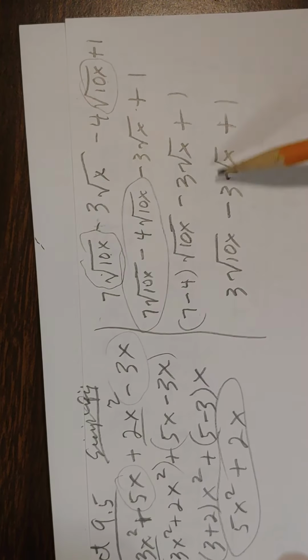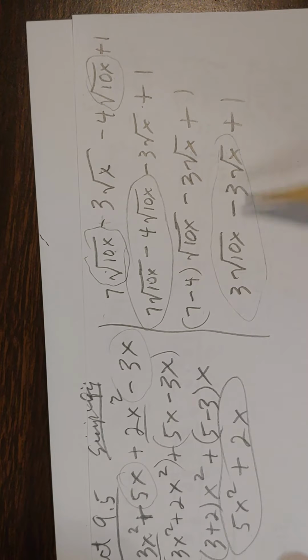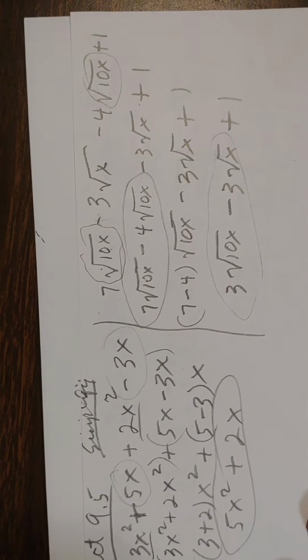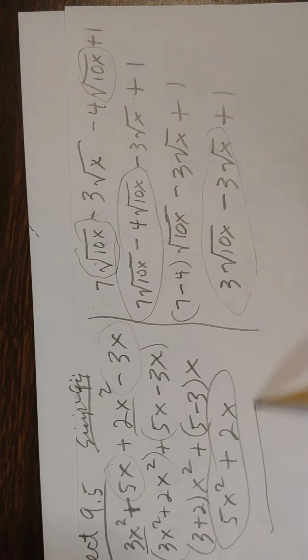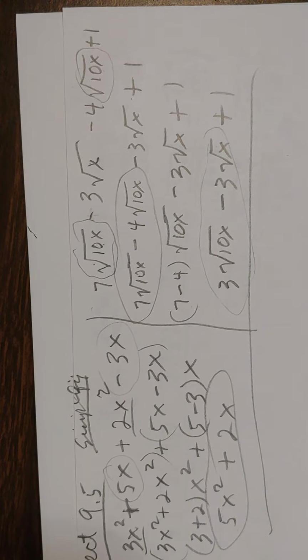I've simplified it. These two cannot be combined because they're not like radicals. That's just square root of x, not square root of 10x. It has to have the same index and the same radicand. Okay, but there's an example.